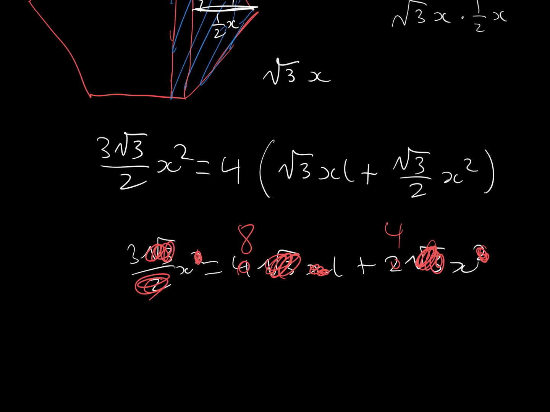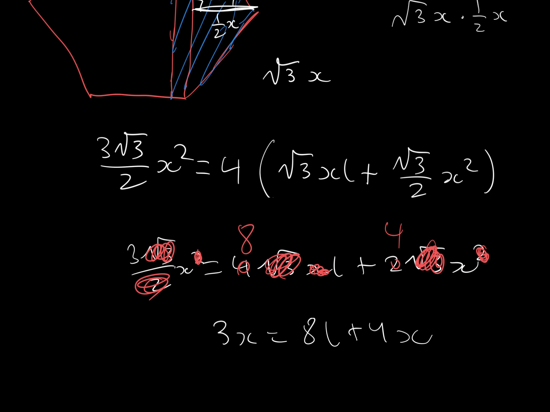Wait, what? Guys, I feel like I'm right. So 3x is equal to 8l plus 4x. Brilliant. Now what do we do? Okay, what do we do?